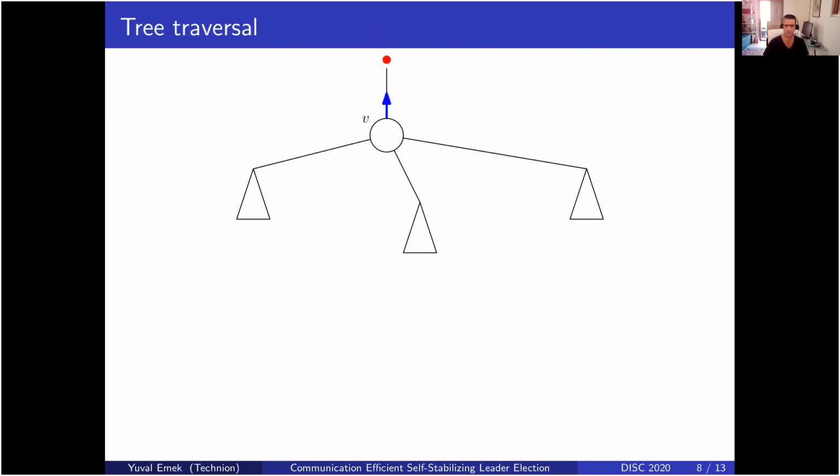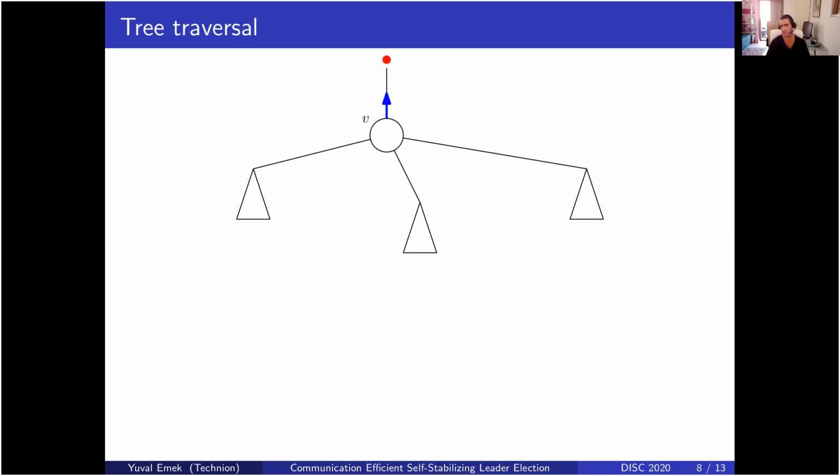Okay, so this illustration shows what happens when node V receives a token, this red dot here, from its parent, assuming that the rotor variable points to the parent. So the token is accepted by V. V holds the token for a constant number of rounds. Then it sends it to the next tree neighbor and advances the rotor variable. This repeats again and again until eventually the token is sent back to the parent of V.